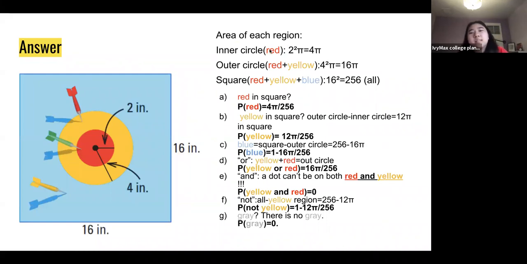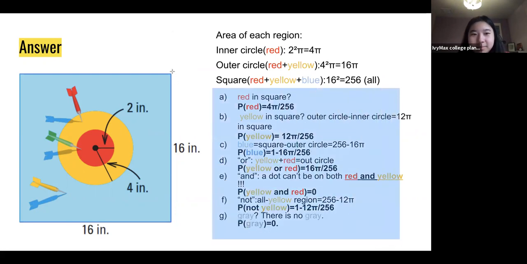Okay, so just to make it easier for you guys, here is the area of the region, whatever is red, yellow, or blue. So it's already solved for you. So just use this to help you with your questions.